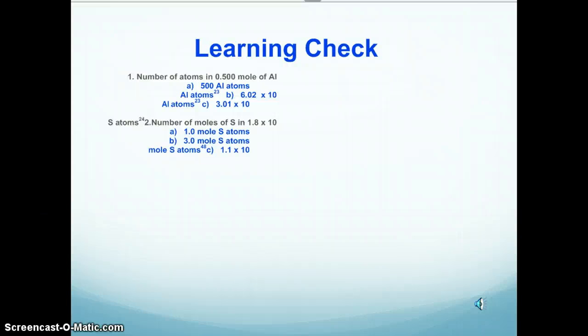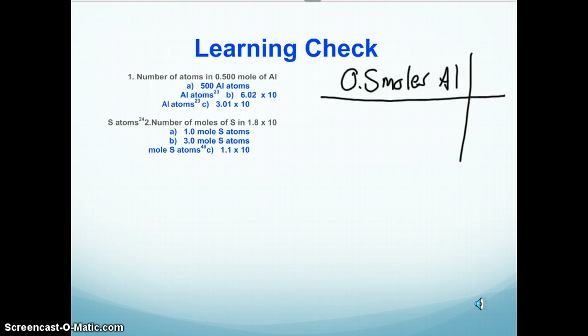If we want to know the number of atoms in 0.5 moles of aluminum, we simply say we have 0.5 moles of aluminum. And then we know we want 1 mole to cancel because we want our units to cancel. And we have 6 times 10 to the 23rd atoms per mole. Okay, so our units would cancel, and we'd get 3 times 10 to the 23rd. I think that would be our answer.